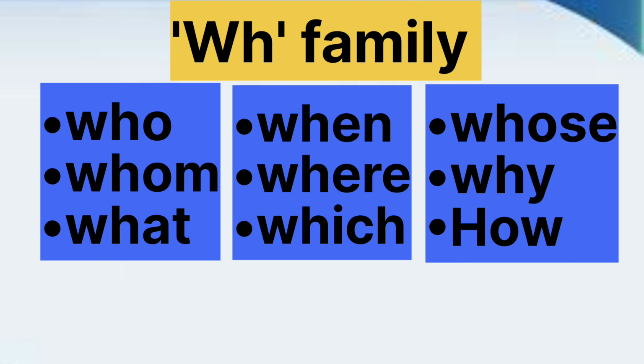Next WH word, which. Which is used to ask about a choice or option. It is all about selection of a particular thing. Next WH word is whose. Whose is used to show possession. Next WH word, why. Why is used to ask for a reason or cause. It is used to seek explanation about something. The last WH word is how. How is used to explain a process or procedure. It is usually used to ask for manner or method.